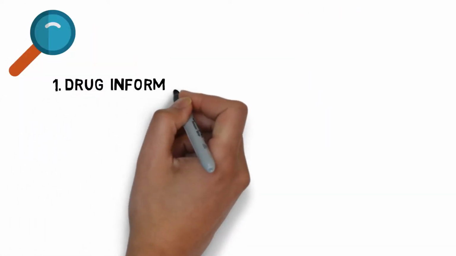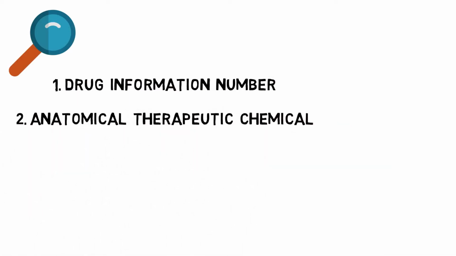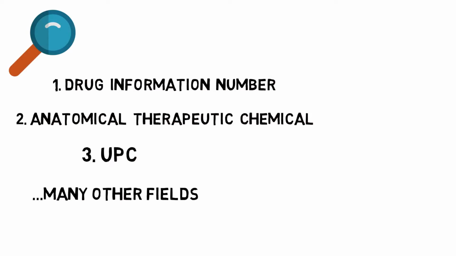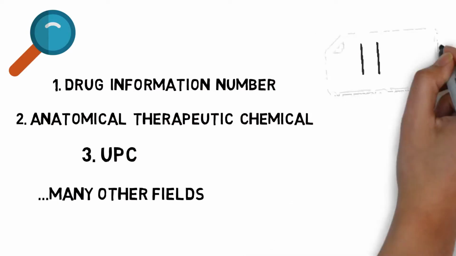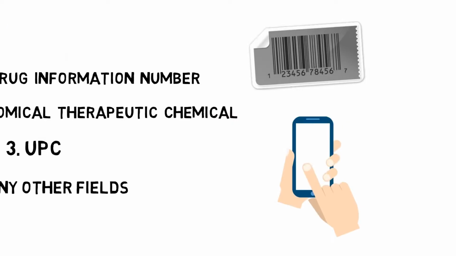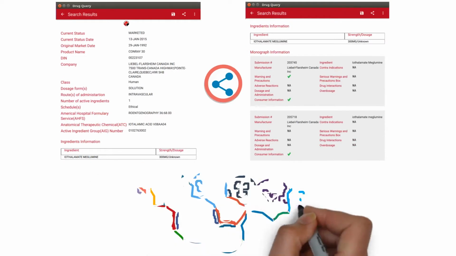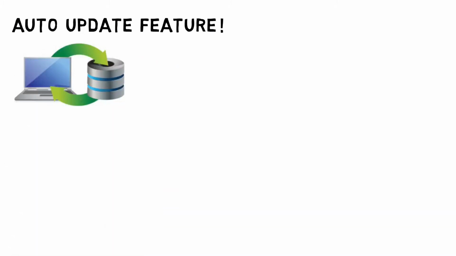The user can query the drug database using DIN, Drug Information Number, ATC, Anatomical Therapeutic Chemical, UPC, and many other available fields. It allows the user to scan the drug UPC barcode directly using the mobile device. The user can save and share drug queries with anyone, using any digital media exchange applications and platforms. For any latest data updates, the application will ask the user to update it, hence keeping itself up to date.